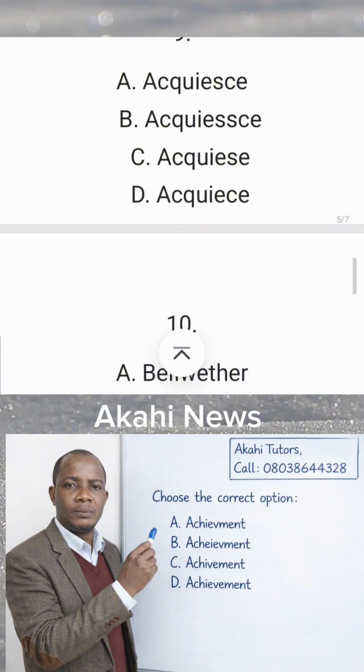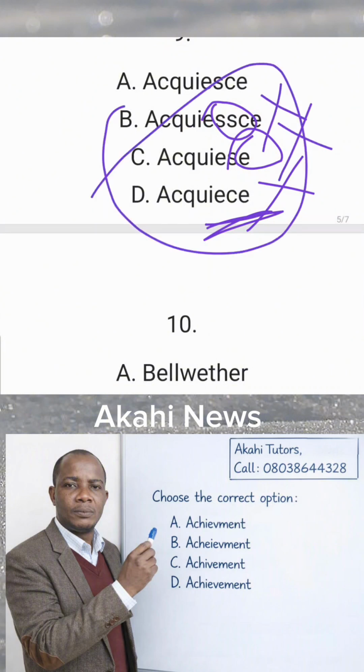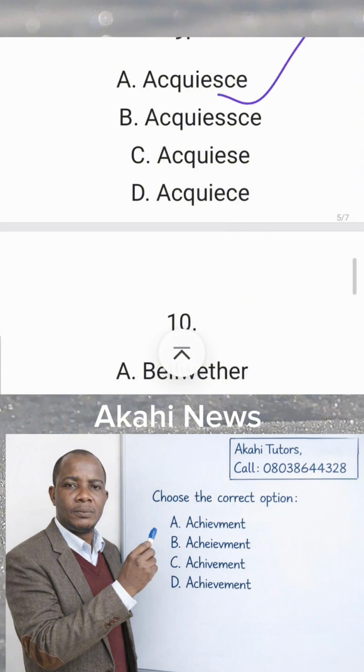Question 9. Acquiesce. Acquiesce does not have double S here. And it has C before this E. And acquiesce has S. So these are also not correct. So the correct spelling is in option A, acquiesce.